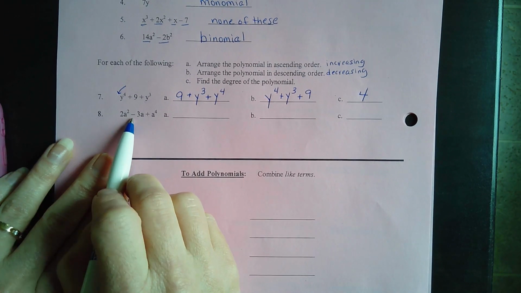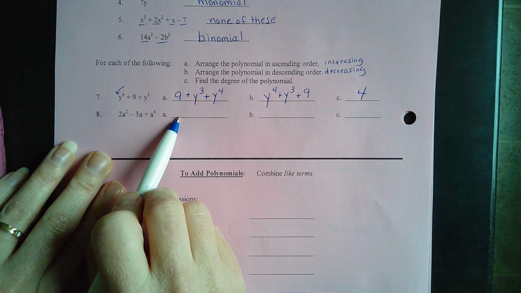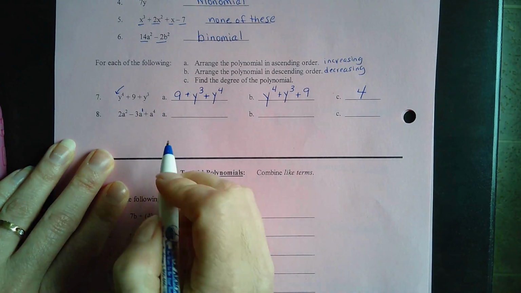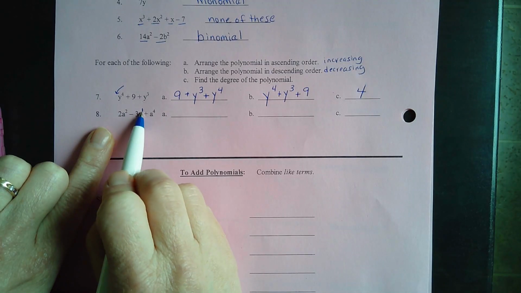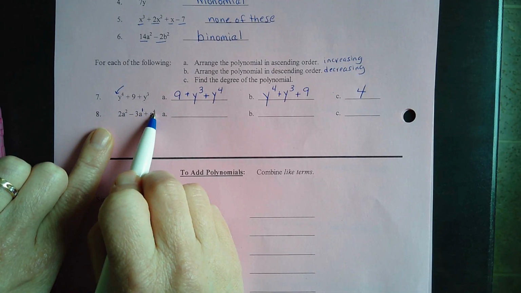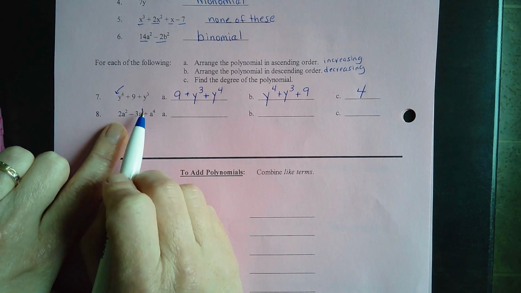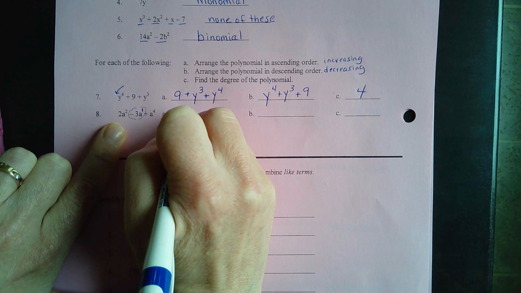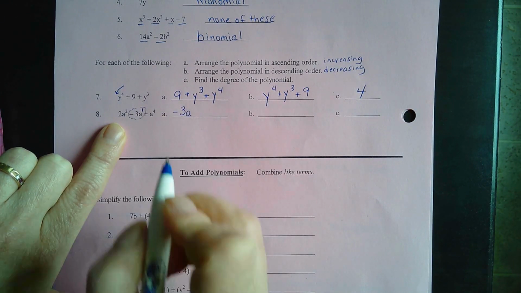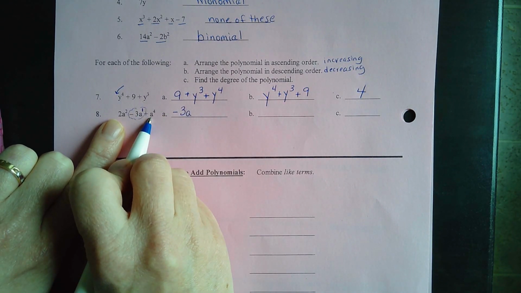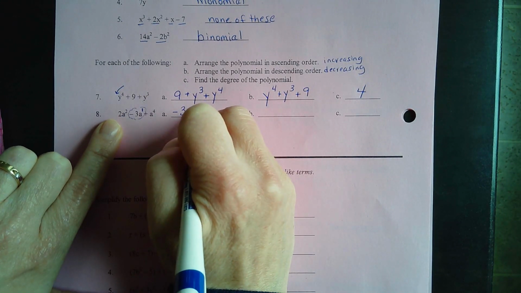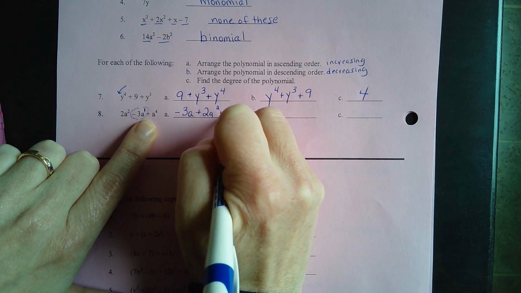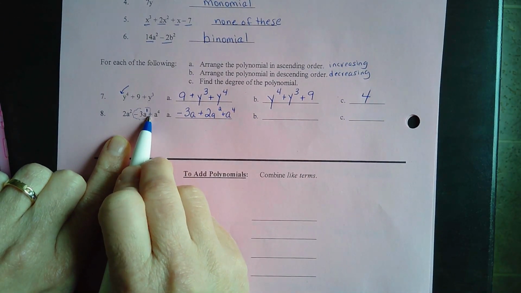Number 8, we're going to start by putting it in ascending order or increasing order. I'm going to put a 1 on here to help us. So I see an exponent of 2, 1, and 4. The smallest is the 1. Now make sure you grab this sign with it. It is a negative 3a. The next going in order would be the squared, and it's a positive 2. And our last one is our a to the fourth, which also happens to be positive.